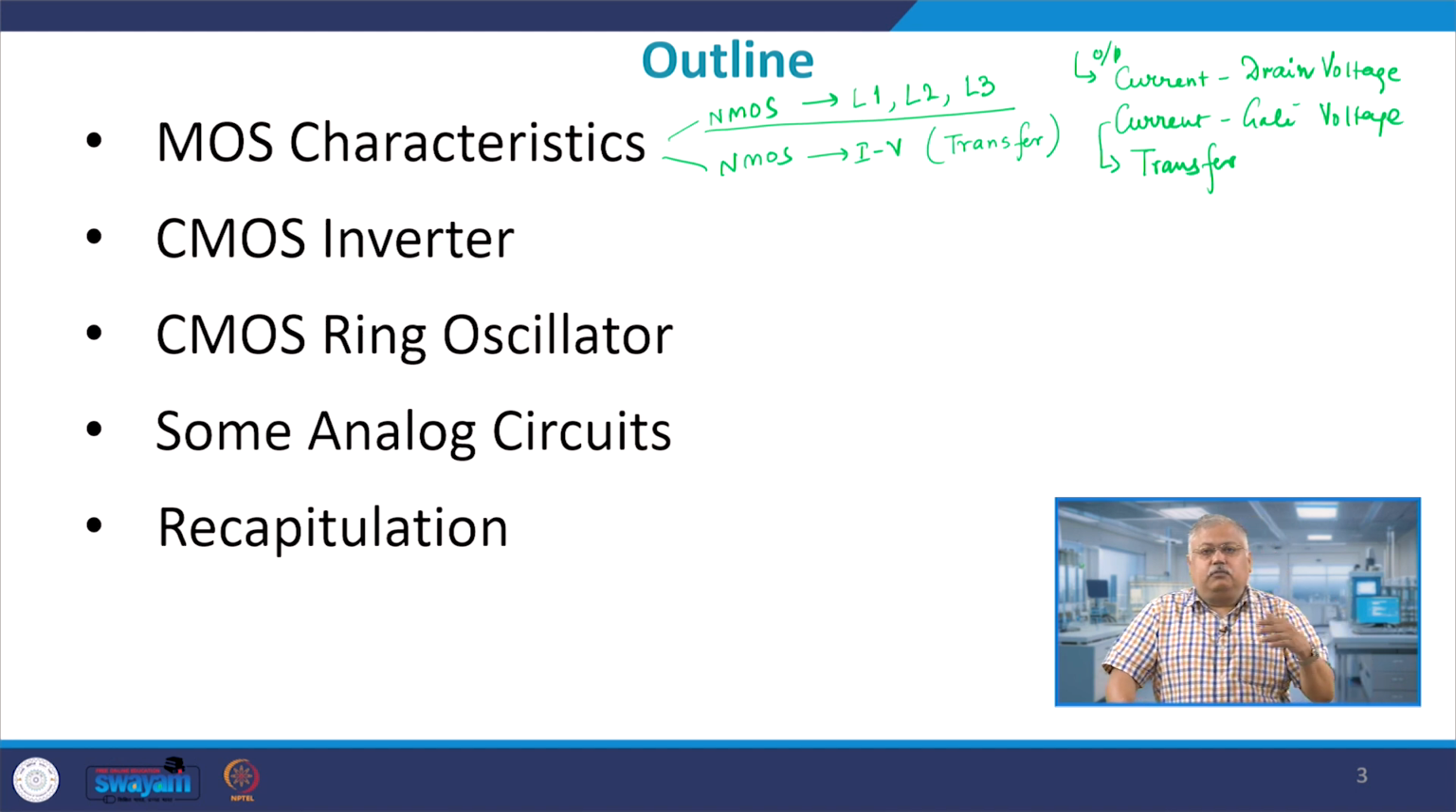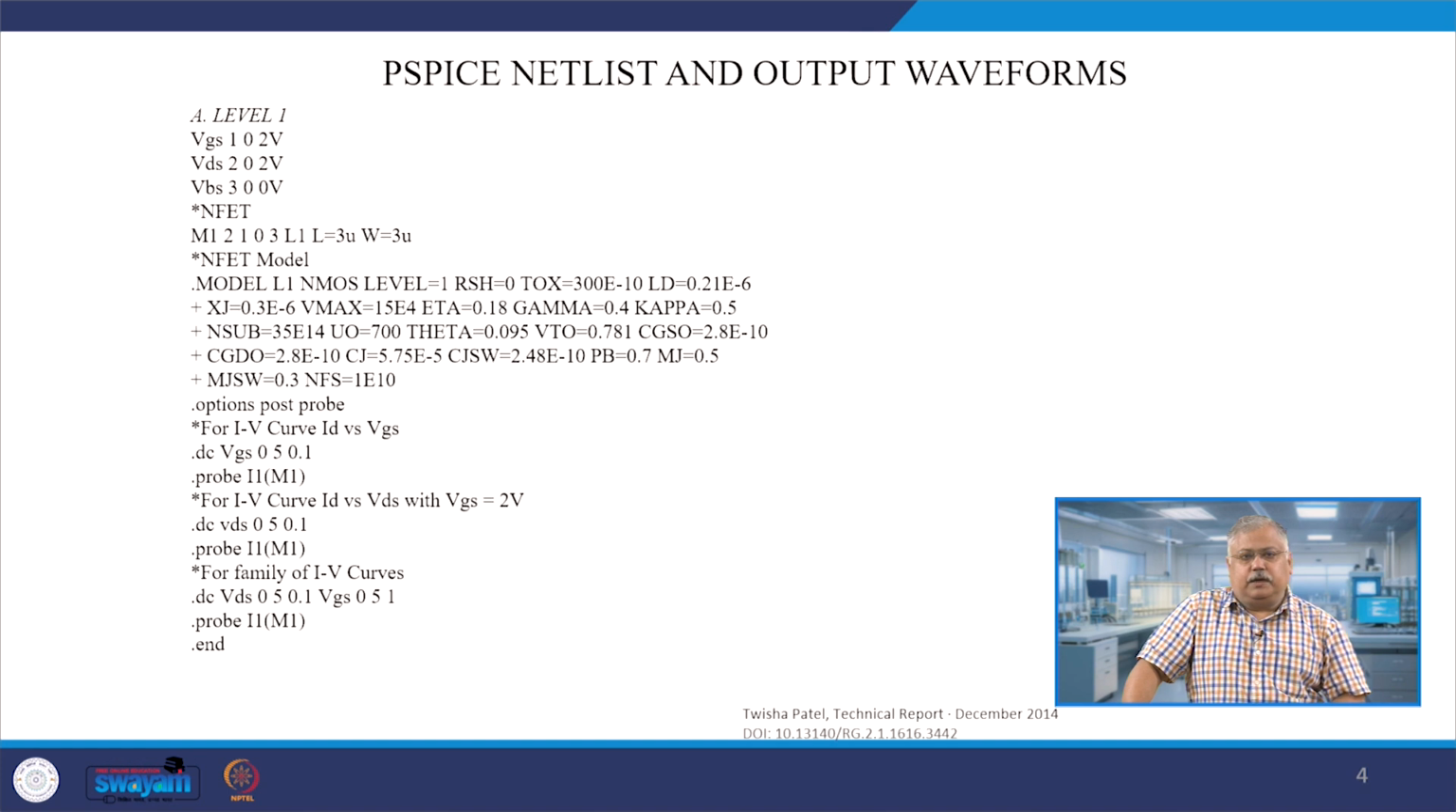Since we have learned NMOS and PMOS, I will give you a brief about the CMOS inverter and give you a practical example in the SPICE model file. Once we know an inverter, the next logical step is to design a ring oscillator using CMOS inverters. We will use that and show it to you, and then we will look into some analog applications and finally recapitulate the lecture series here.